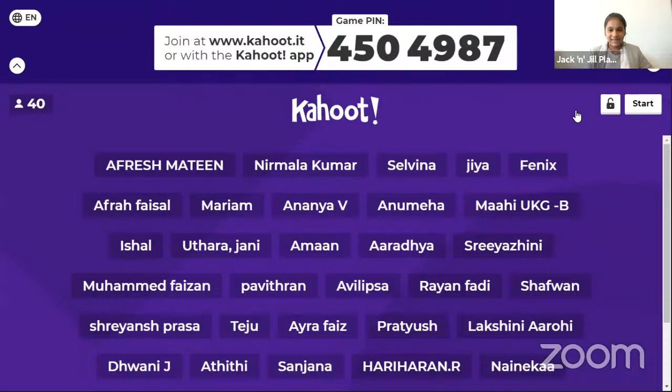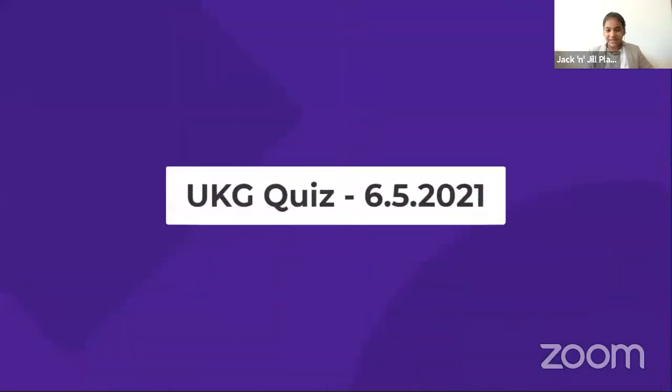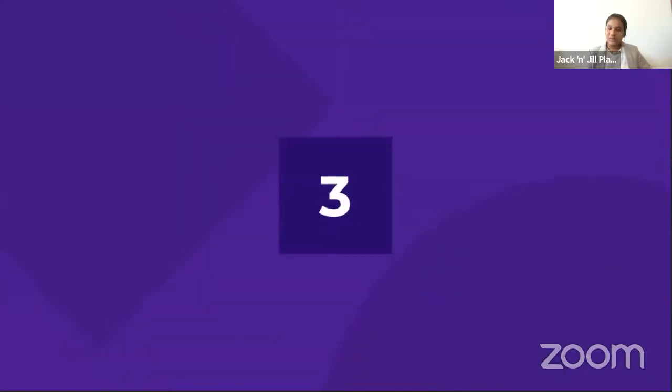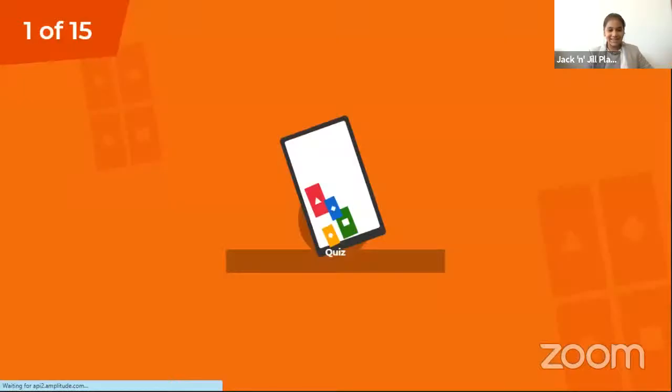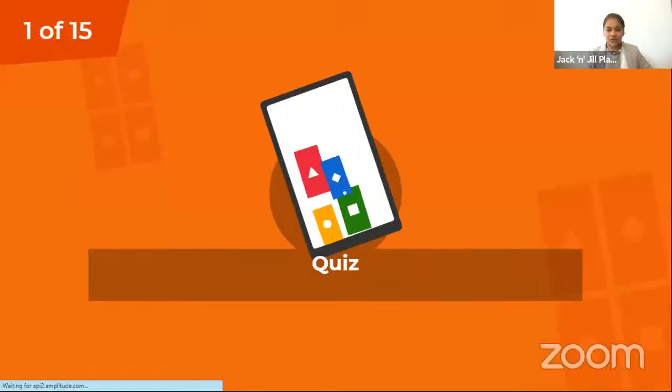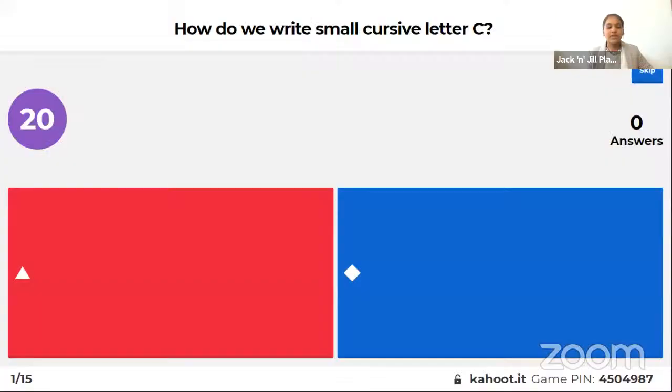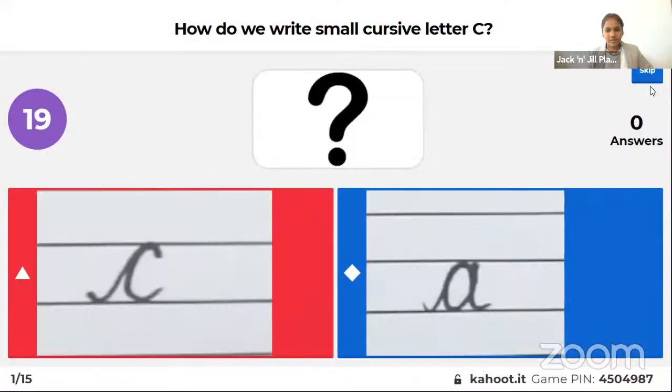Yes, dear kids, now we are ready to start our Kahoot Quiz. And here we go. In 3, 2, 1, start. Our first question: how to write small cursive letter C?